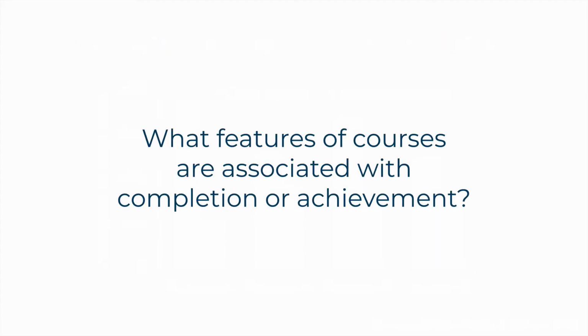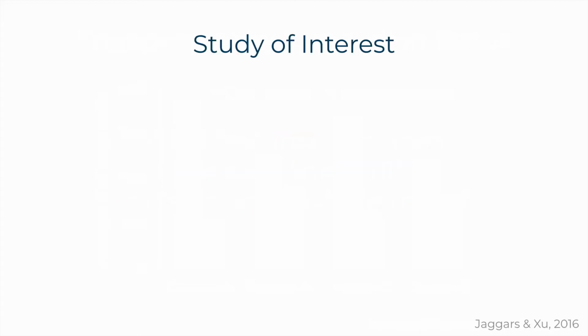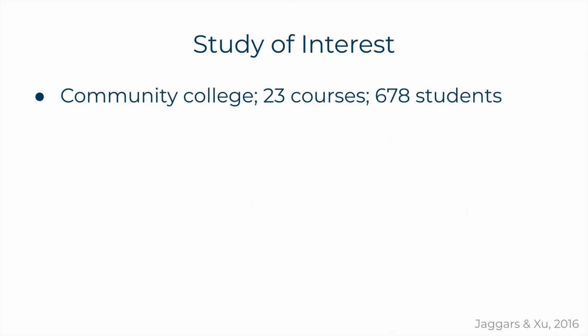So in this video, I'm going to be looking at what features of courses are associated with completion or achievement. And there aren't as many studies that investigate course design as those that investigate student activity in courses. But we have found one good example that I'm going to share here. In this particular study, there was an investigation of students enrolled in courses at a community college. These are all online courses with about 700 students total, many different courses and subjects.